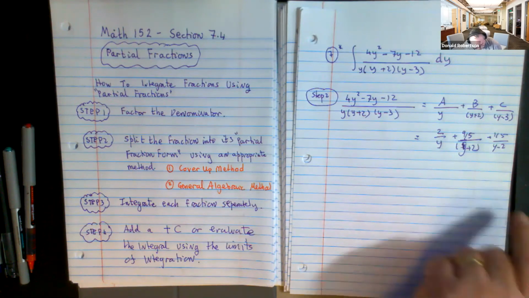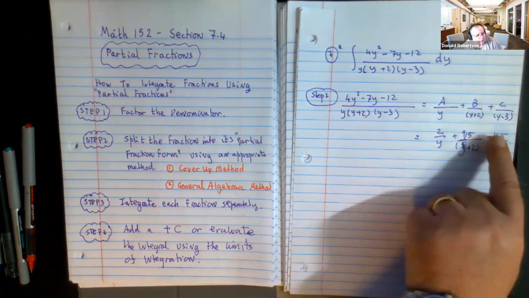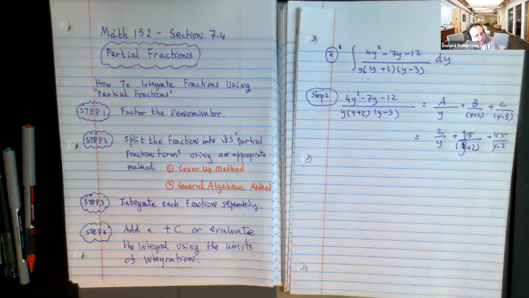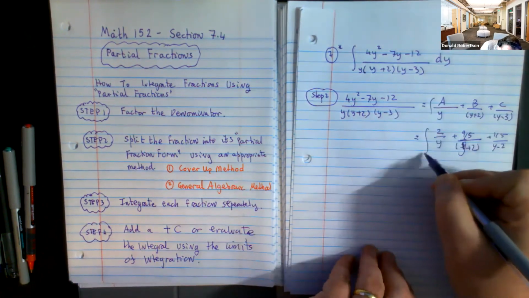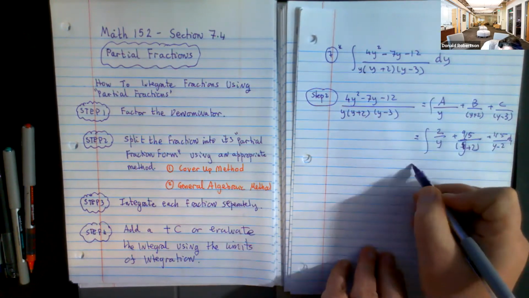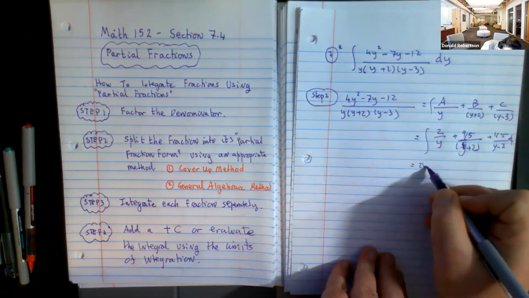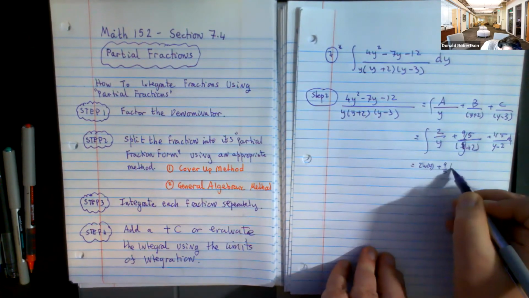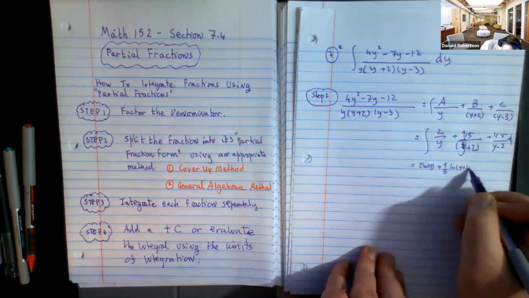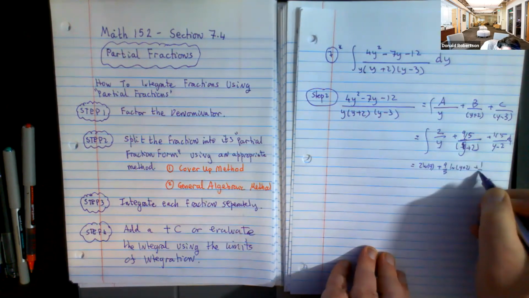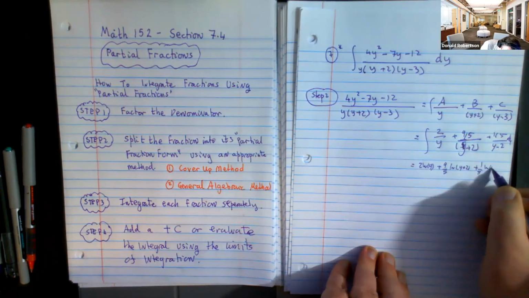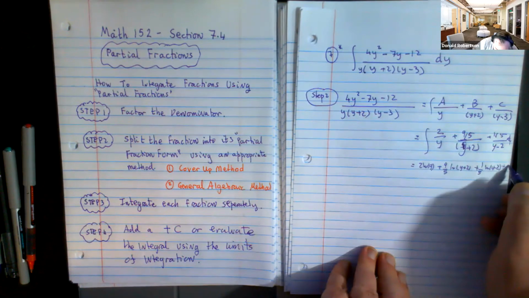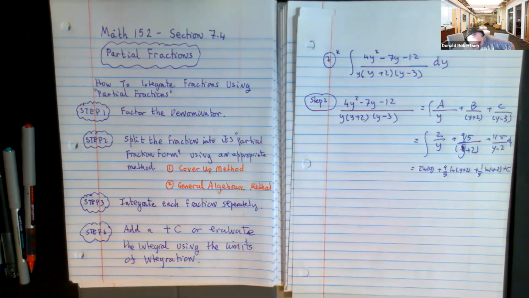Right. Now, I'm writing these in a rather ugly format, but that's okay. It's actually helpful to leave them that way. So if you want to integrate these guys, this guy is 2 natural log of y. This guy is 9/5 the natural log of y add 2. And this guy is 1/5 the natural log of y minus 3, add c. And that is a downright ugly answer, and it's also correct.